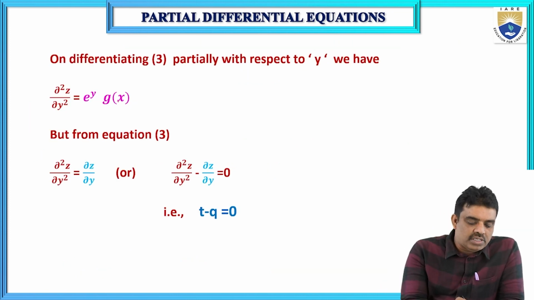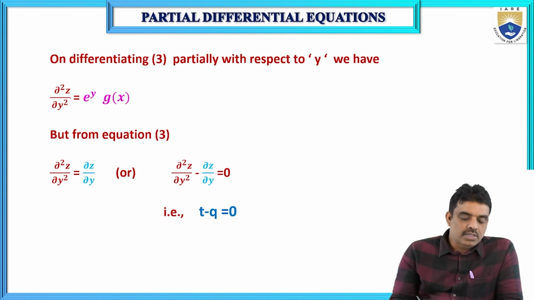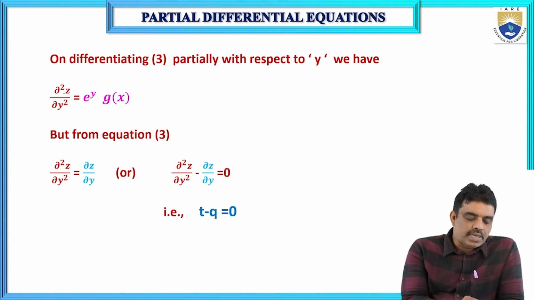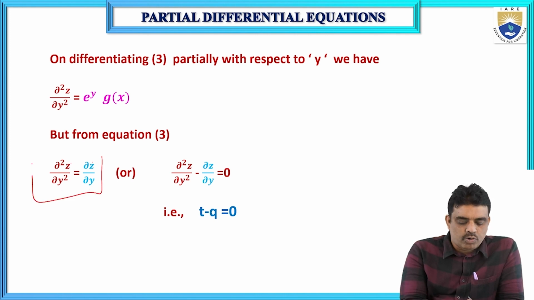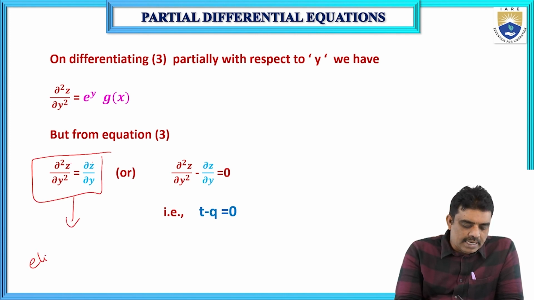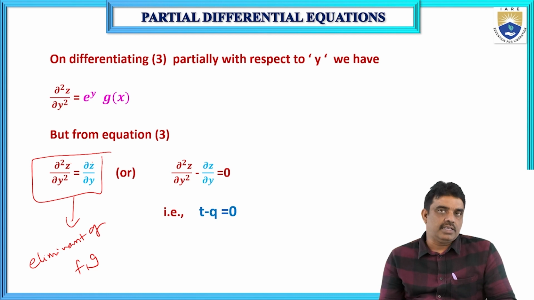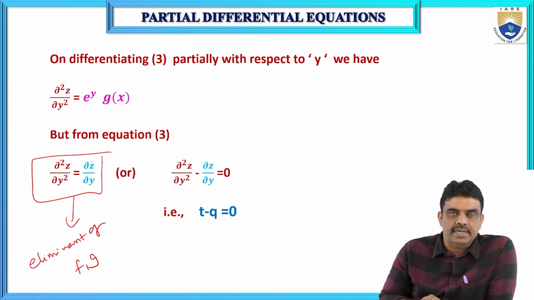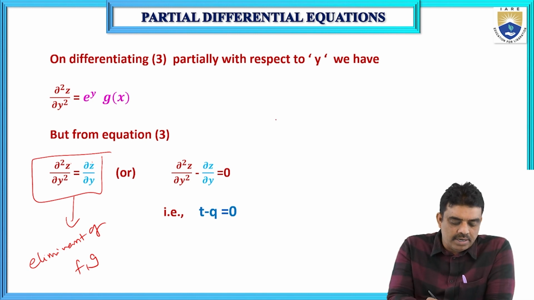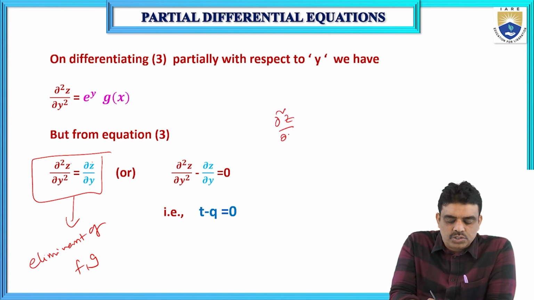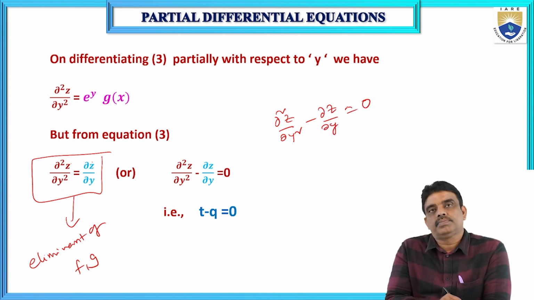Here e power y into g of x is ∂²z/∂y². So from the above two equations, we can write the left hand side terms are equal: ∂²z/∂y² is equal to ∂z/∂y, which is the element of f comma g. In this you can observe that there is no f term, there is no g term. So the two functions were eliminated, and we have obtained an equation ∂²z/∂y² minus ∂z/∂y is equal to 0.